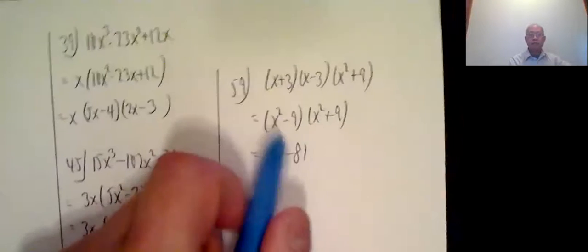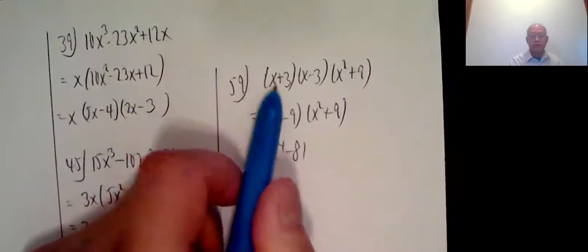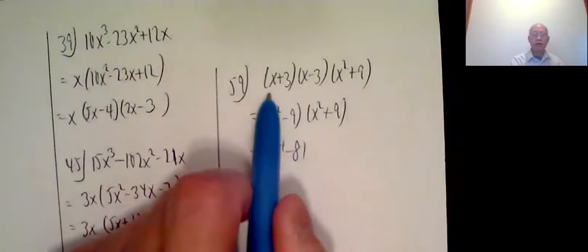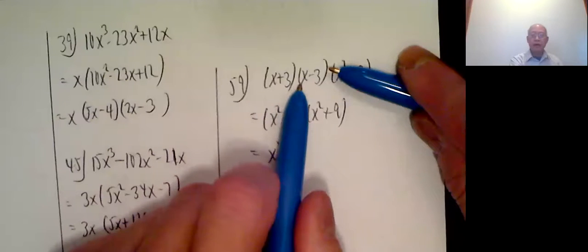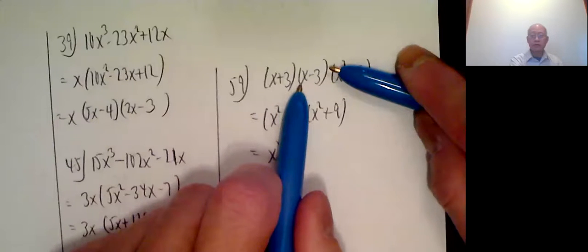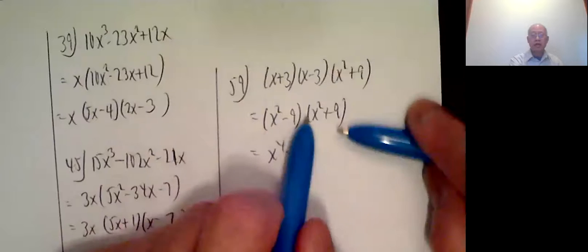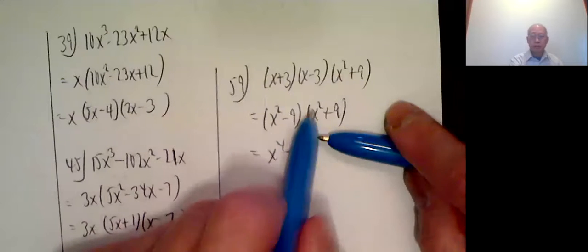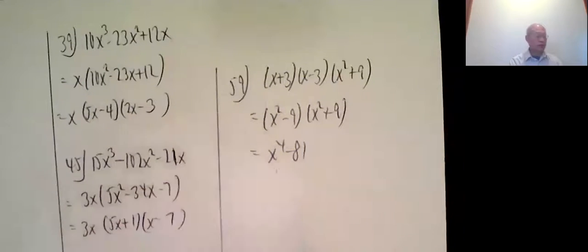Finally, 59. Okay, it says what polynomial factors out to this. It really means multiply it out. So x plus 3, x minus 3, that's a difference of squares, we sometimes call that. X squared minus 9, x squared plus 9. And multiply that out, x to the 4th minus 81.